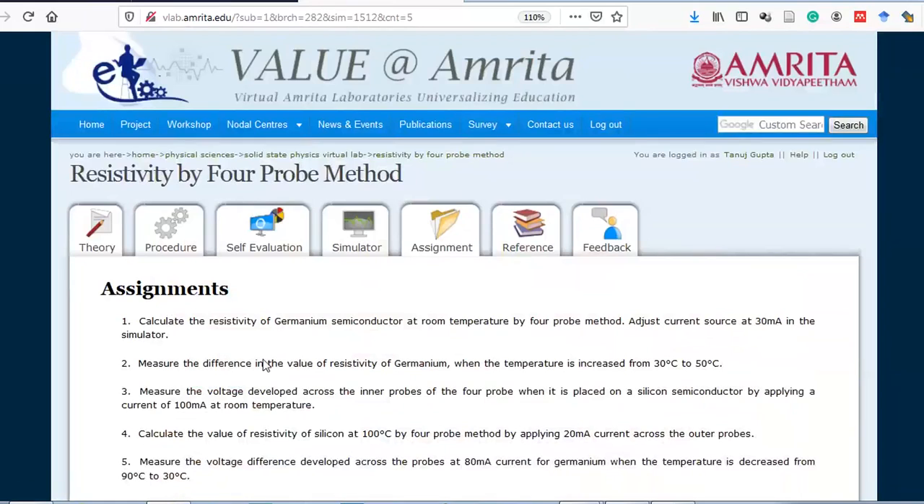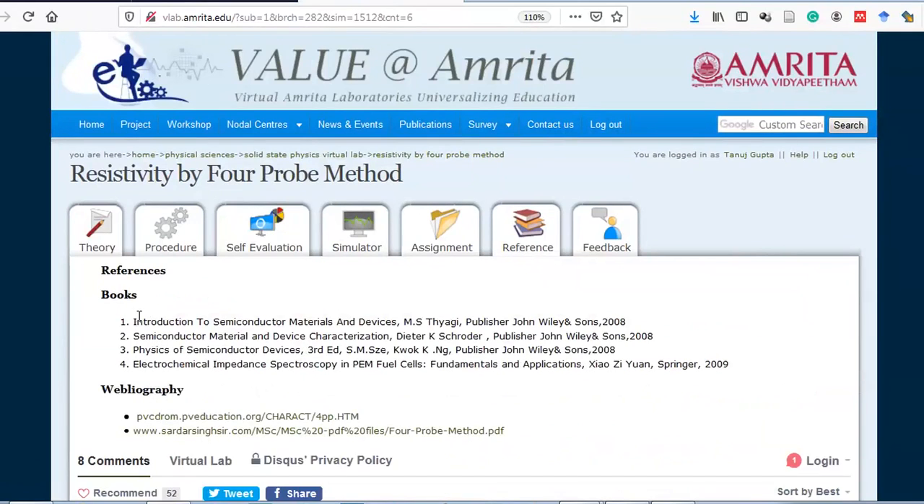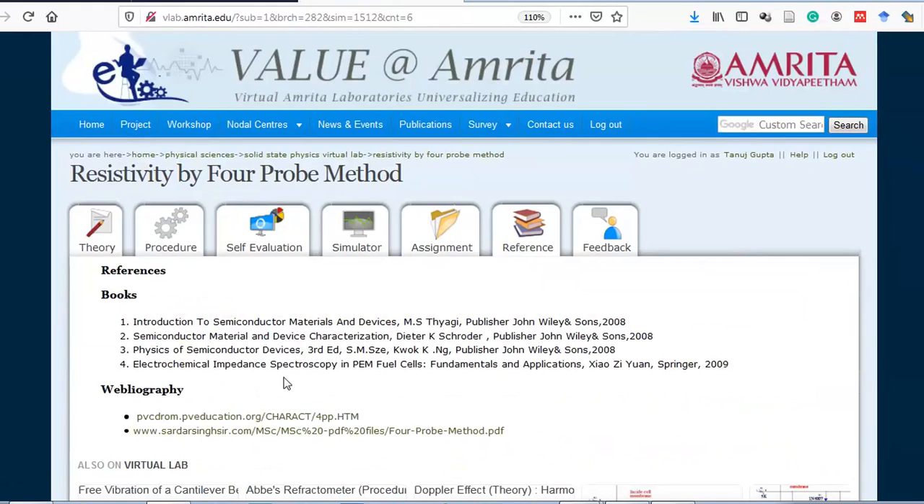Some numericals they have given, so you just try to solve them if it is possible for you. Then come to the reference. All such books or wavelengths they have given, whichever they have used in this experiment. So it is always a good idea to refer to the content which I am suggesting over here. And then of course you can go to the feedback part for providing feedback. If you like it or if you want to suggest something, then you can provide the feedback over here. So that's how you can complete this practical in a very simple manner.